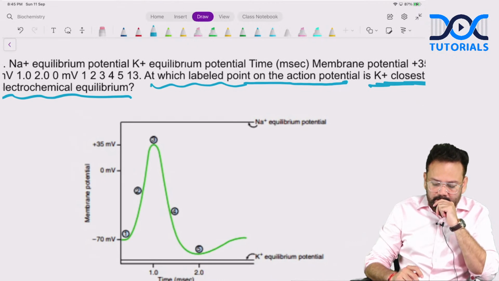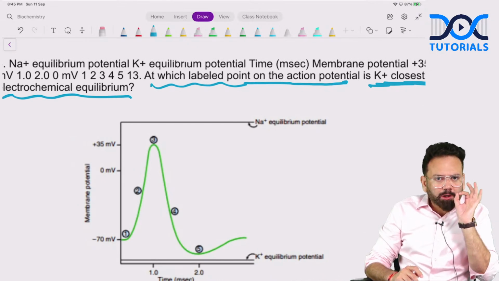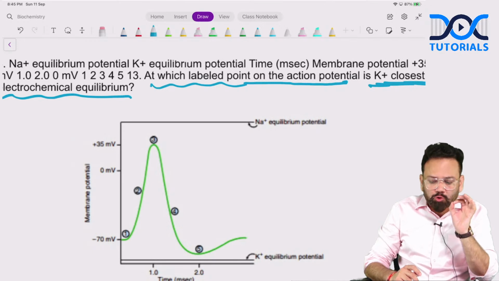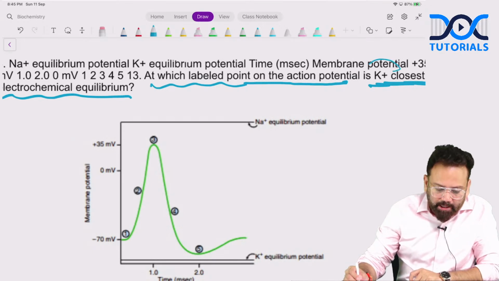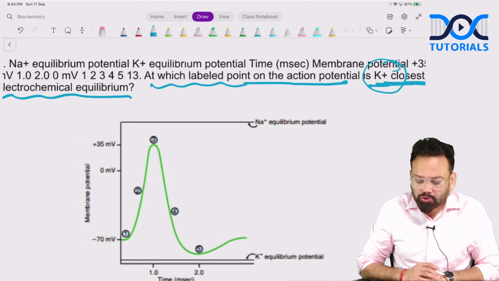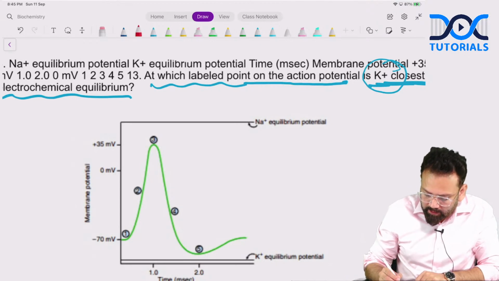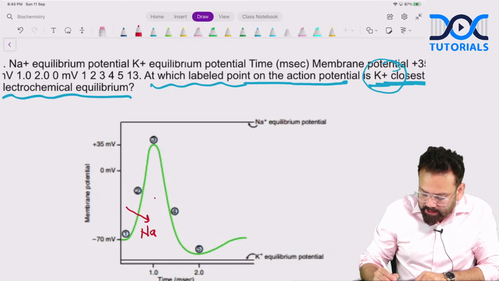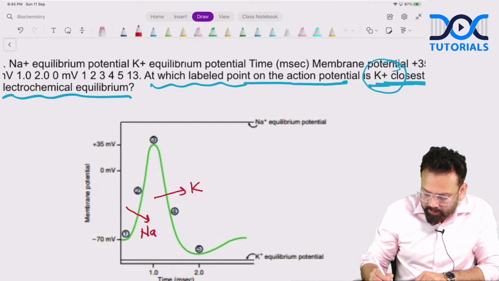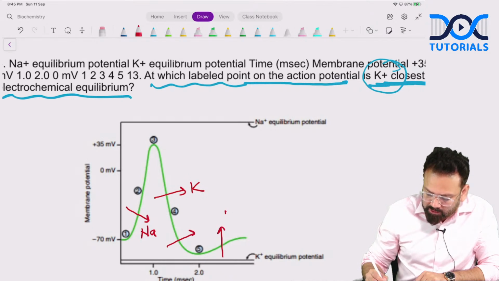Yes, anyone? At what point is it closest to the potassium equilibrium potential? What should be the answer? See, this is the influx of sodium. This is the outflux of potassium. This is also outflux of potassium. This is also outflux of potassium.